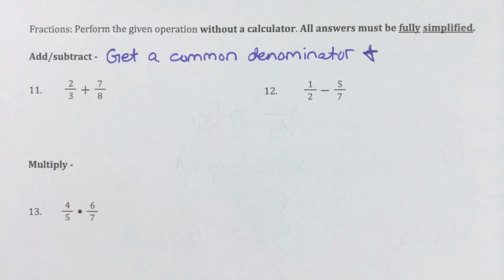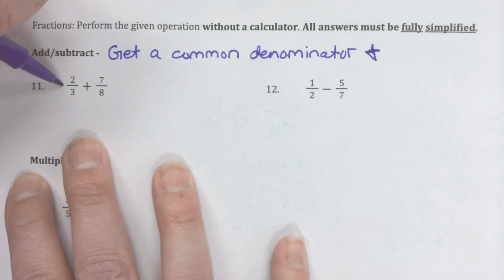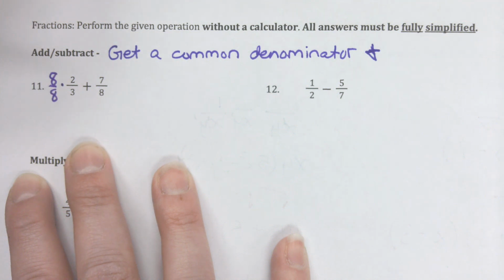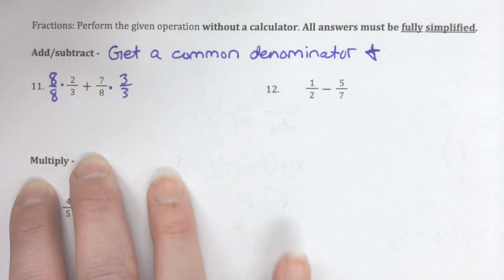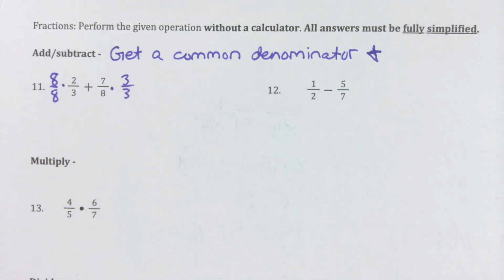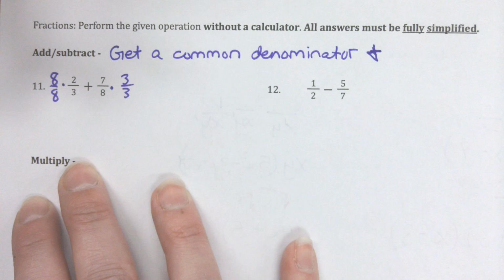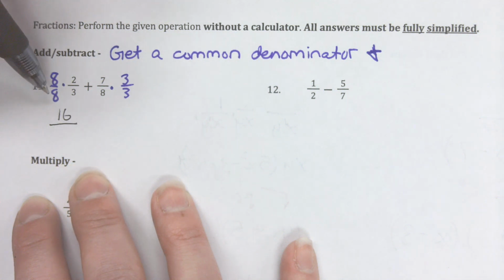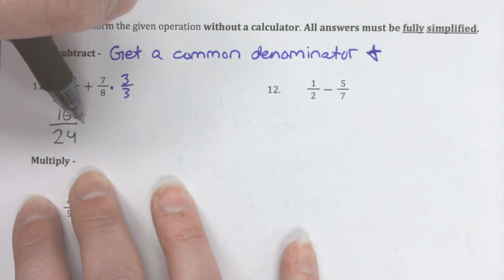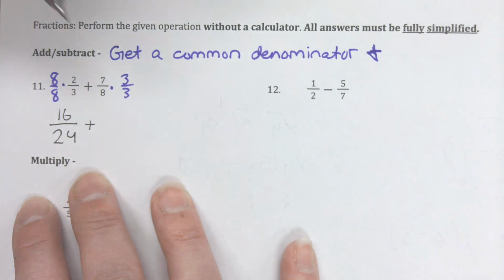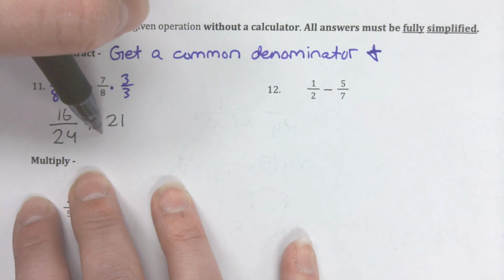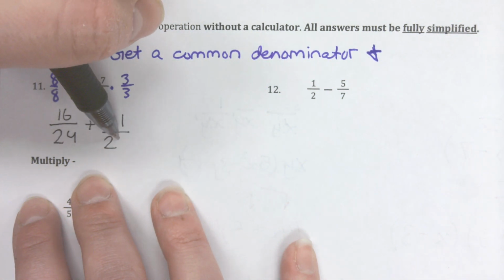3 and 8. Usually we're going to just multiply those together. That's going to be our common denominator, 24. So I'll multiply 2/3 by 8/8, top and bottom, and multiply 7/8 by 3/3, top and bottom. That's how we're going to get that common denominator of 24. Making my new fractions, 8 times 2, I've got 16, over 8 times 3, I've got 24, plus the other fraction, 7 times 3, that's 21, over 8 times 3, that's 24.